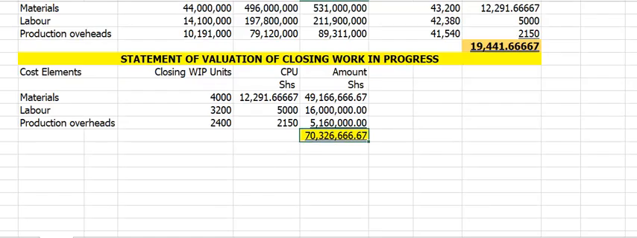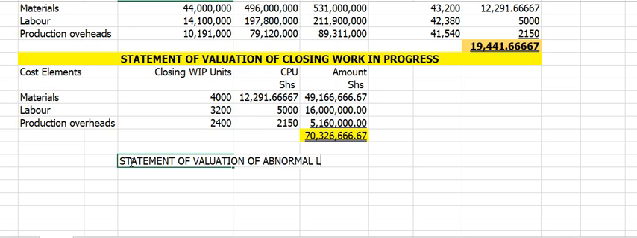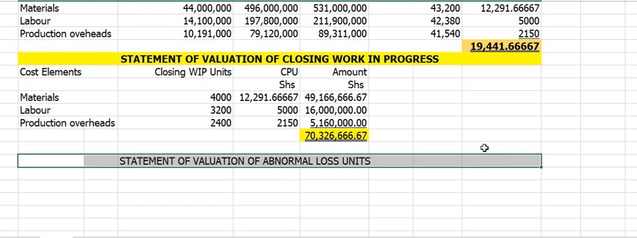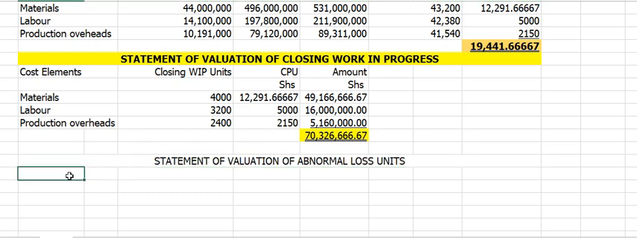Statement of abnormal loss, they also want you to value the abnormal loss units. Statement of valuation of abnormal loss units. Of course you have the cost elements, so it's just a matter of showing the cost elements and their abnormal loss equivalent units.